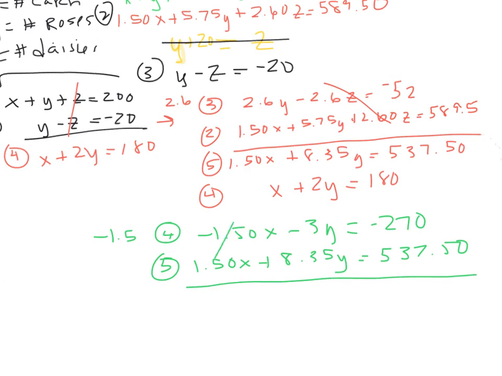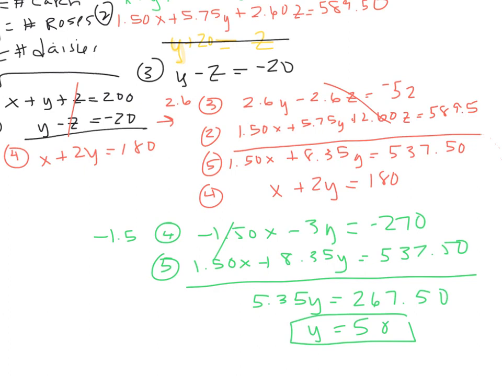Okay, so we get 8.35 minus 3 should be a 5.35y equals 537.50 minus 270 is 267.50, divided by 5.35, yes, equals 50. And that's the answer I got. Yay, but I solved it a different way, so woohoo!